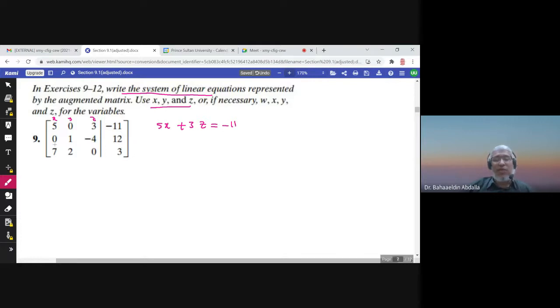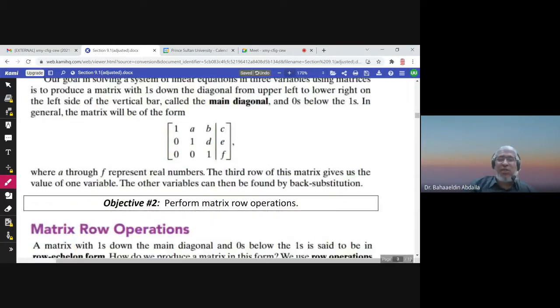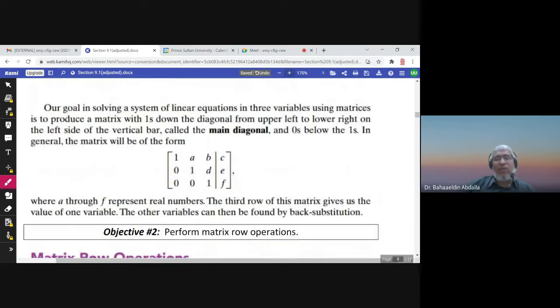What is the second equation? Coefficient of x is 0, so we don't write it. Coefficient of y is 1, so I just write y minus 4z equals 12. Coefficient of x in the last equation is 7, plus 2y, coefficient of z is 0, equals 3. So this is the linear system represented by this augmented matrix.